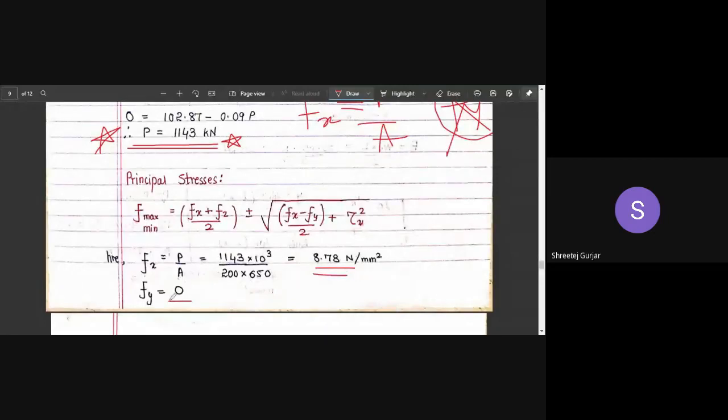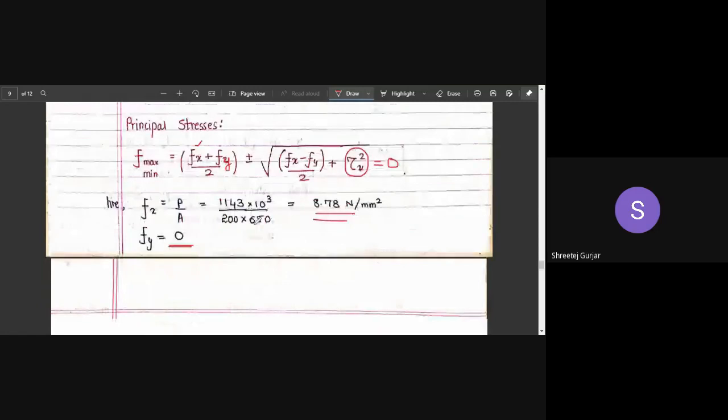Now substitute all the required things in this particular equation. F max and F minimum we can calculate. So Fx is 8.78, and Fy is 0. Fx plus Fy divided by 2 plus or minus the square root of Fx minus Fy by 2, squared, plus tau v squared, and tau v is equal to 0. This is given in the question itself. So you can substitute and we can calculate.